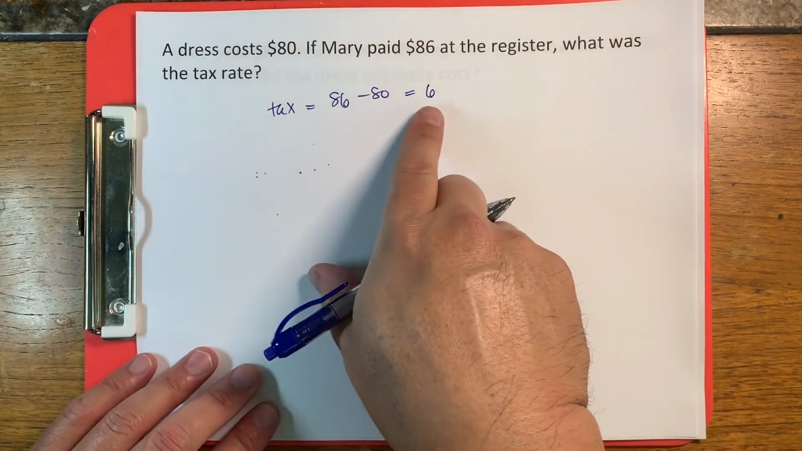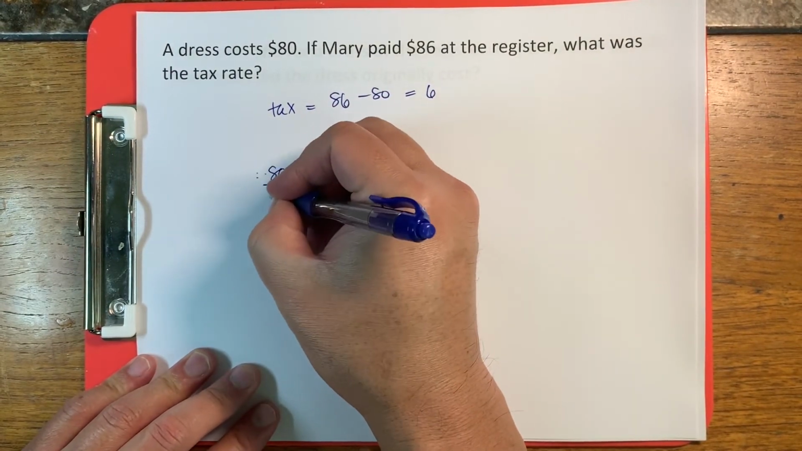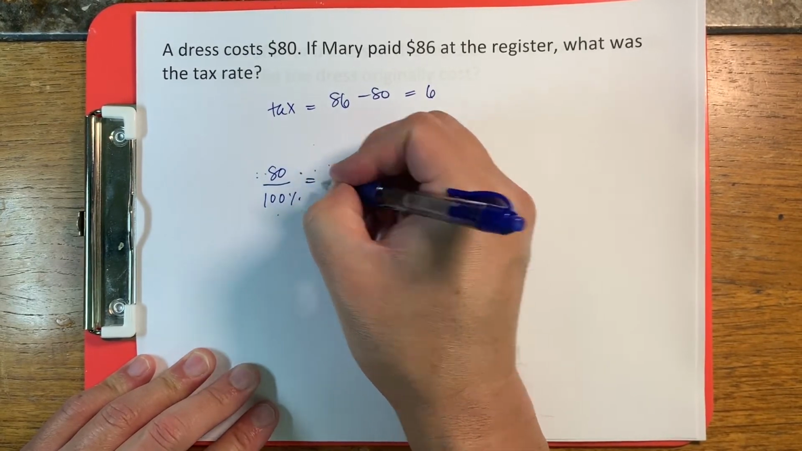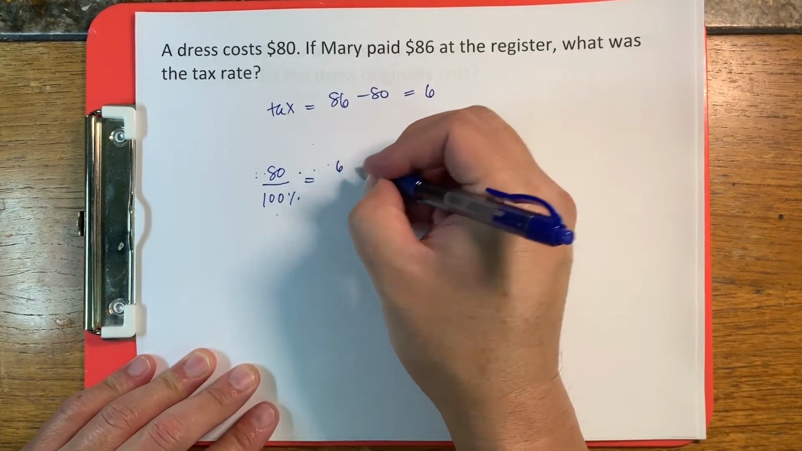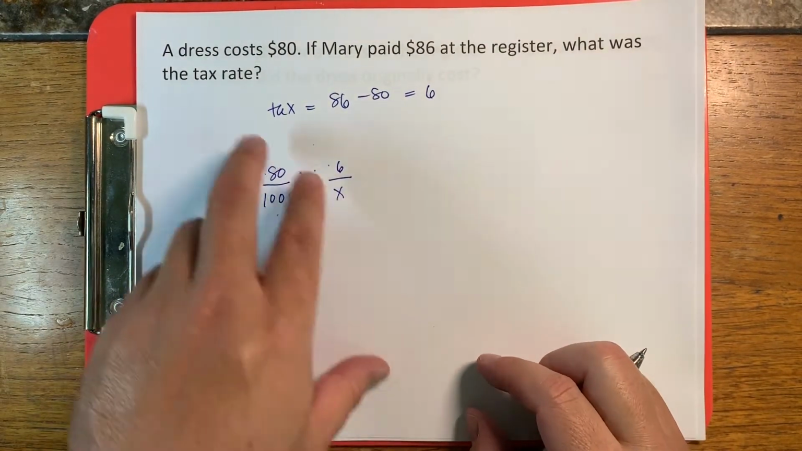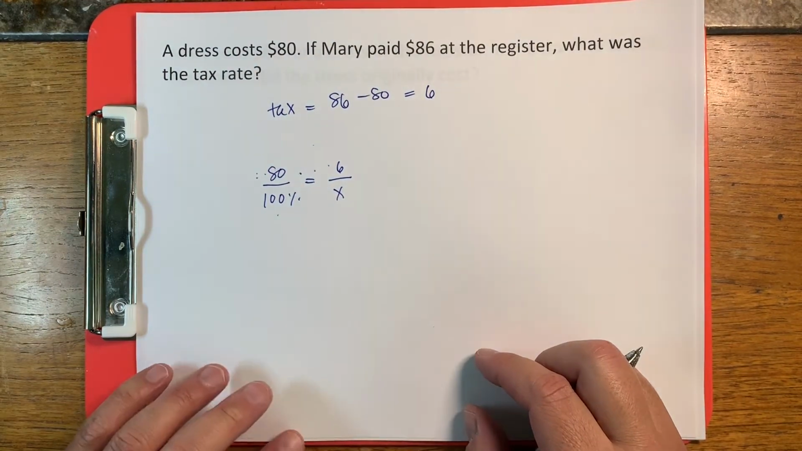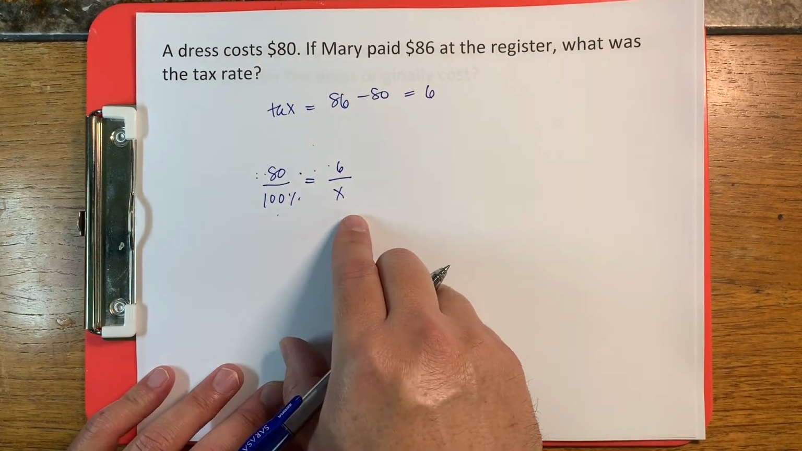So we know that Mary paid $6 in taxes. Now, the full cost of the dress is 100%, and she paid $6, and we want to know what the tax rate is. That's why it's down here. The tax rate means what percent did she pay in tax. So now, again, we're using equivalent fractions.